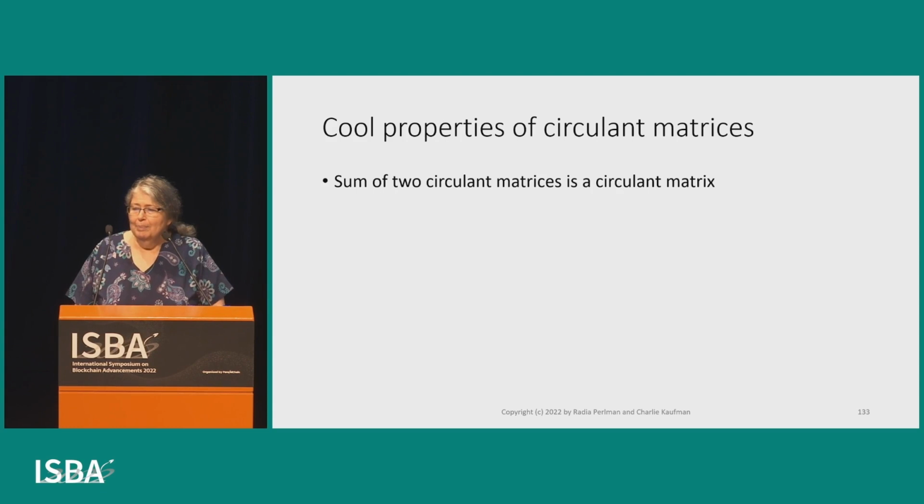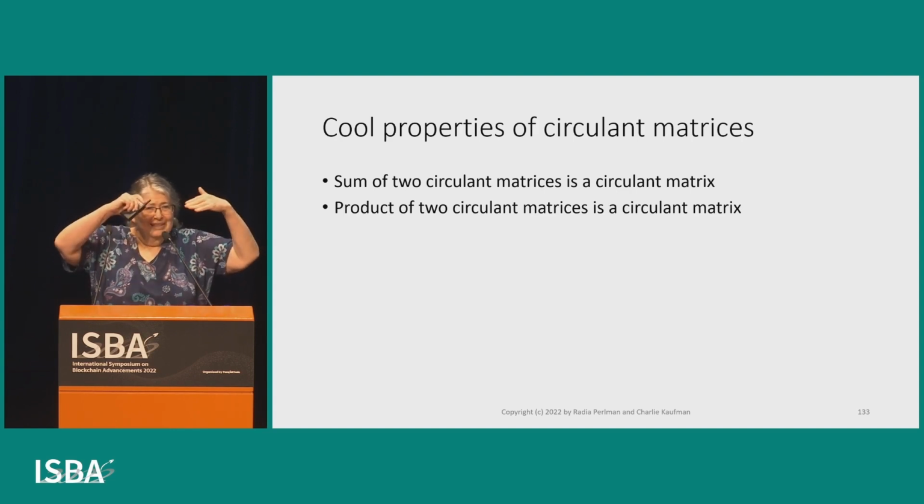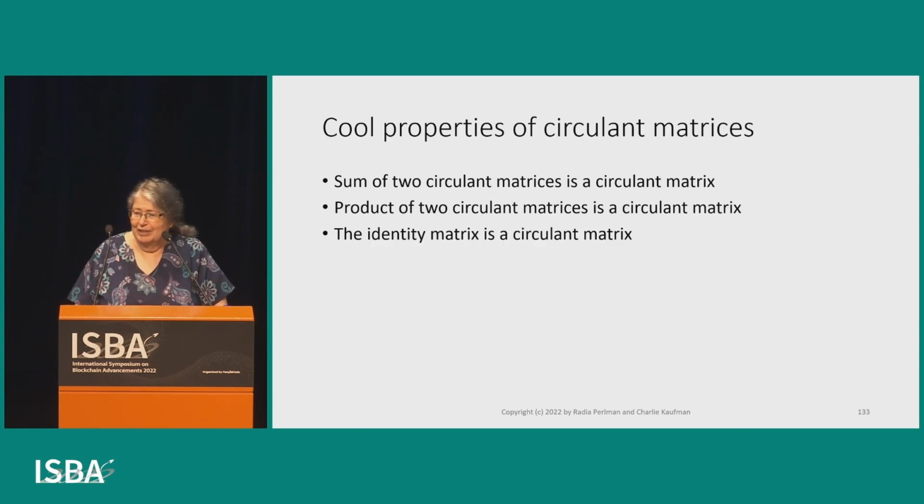So the cool properties of doing it this way: if you have 2 circulant matrices and you add them, you get another circulant matrix, and the product of 2 circulant matrices is again a circulant matrix. So all you have to do is multiply the top rows together, and you'll get another circulant matrix. So it makes things very, very efficient.